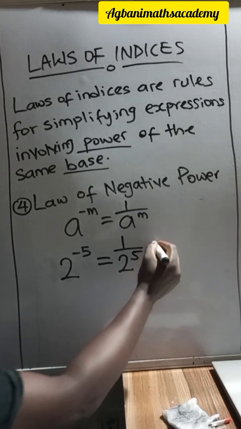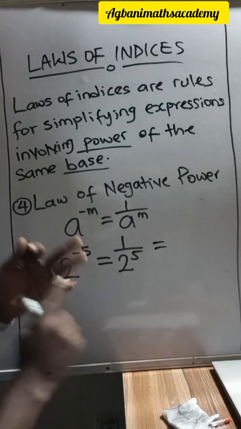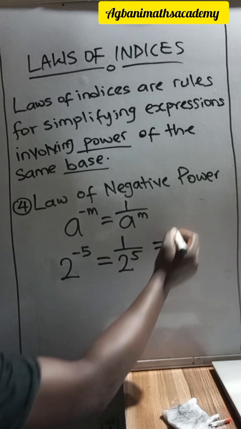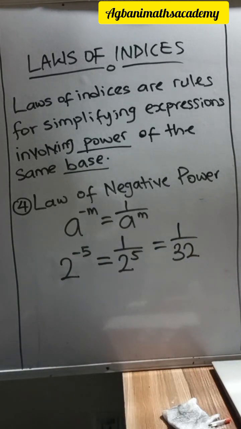So if you have 1 all over 2 to the power of 5, 2 to the power of 5 is 2 multiplied by 2 multiplied by 2 multiplied by 2 multiplied by 2, and that will give us 32. So this is the same thing as 1 all over 32. We are going to apply all these things when we are actually solving questions involving indices.